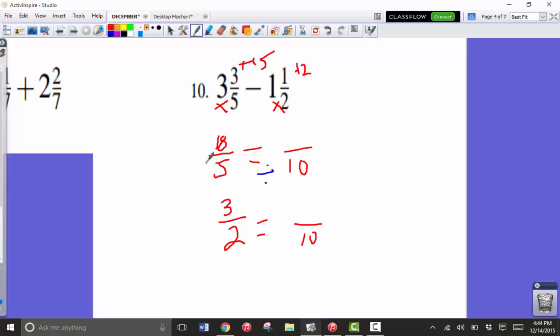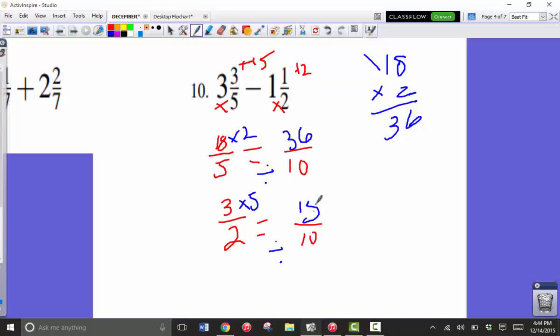Let's divide. 5 will go into 10 2 times. Multiply it with your numerator. Same thing with the second fraction. 2 goes into 10 5 times. 5 times 3 is your 15. Please remember, this is a subtraction problem, so we shall subtract. 36 minus 15, 21. Keeping the same denominator.